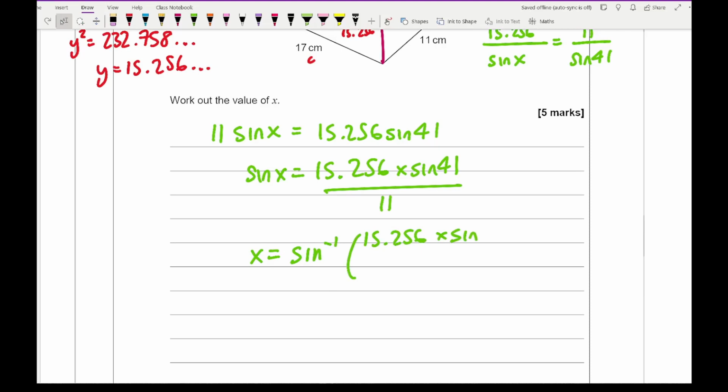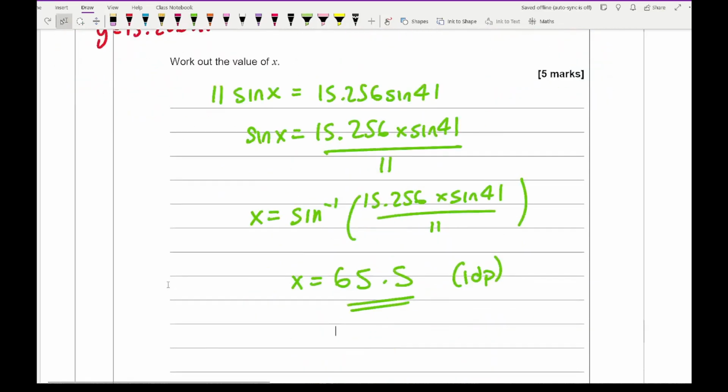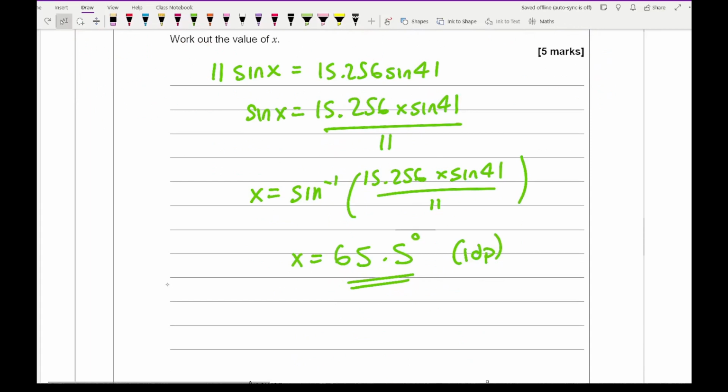use your ANS function on your calculator, it should be a little bit easier rather than typing out everything anew. So let me just work that out. So inverse sine, and I get an answer of x equals 65.5, and that's to 1 decimal place. And x is an angle, so let's put a degree there.